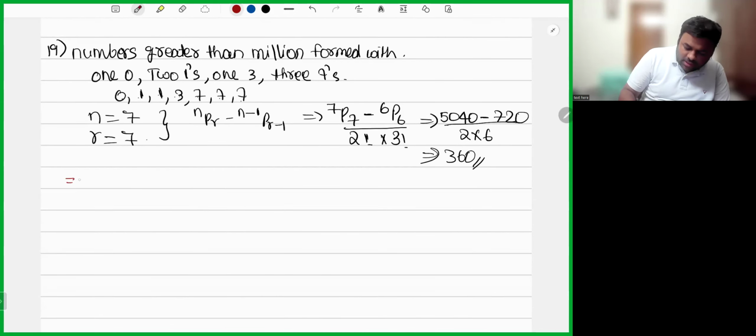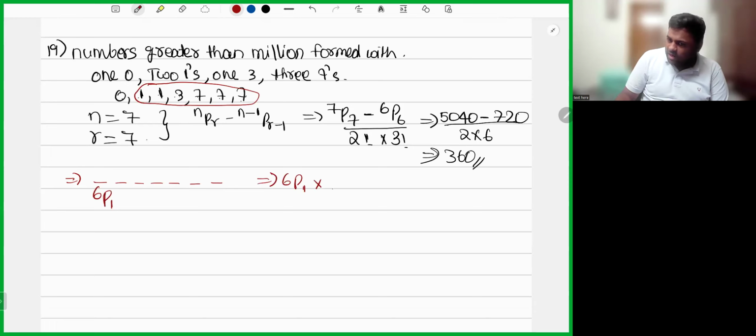See here. 7-digit number. 0 can't be in the first place. So 6 numbers, any one number can be in the first place, 6P1 ways. Now from 7 numbers, 1 number is completed. How many numbers are left? 6 numbers. 6 numbers can be kept in 6 places in 6P6 ways.